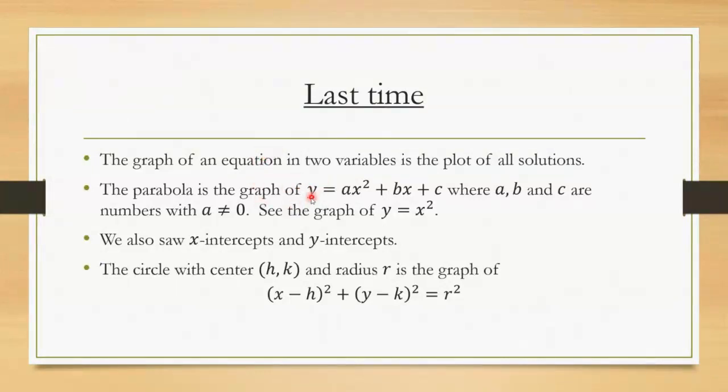So for example, I told you the parabola is, by definition, the graph of this equation: y equals ax squared plus bx plus c, a polynomial of degree 2, where a, b, and c are numbers, but a is not 0. The graph of that, no matter what a, b, and c are, is called a parabola. It's really going to be some variation of the graph of y equals x squared.